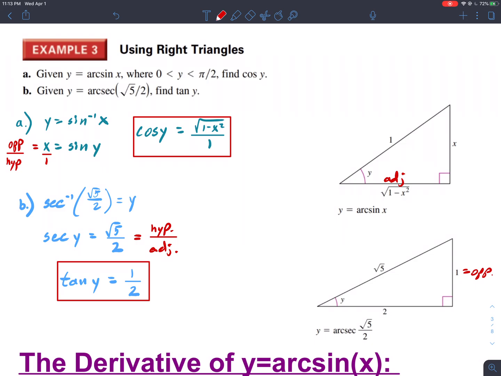This one, because we had a value, as opposed to the previous one where we just had x, we could actually solve for a number. All right, so there you go. Again, none of this is calculus yet. Now we start the calculus.